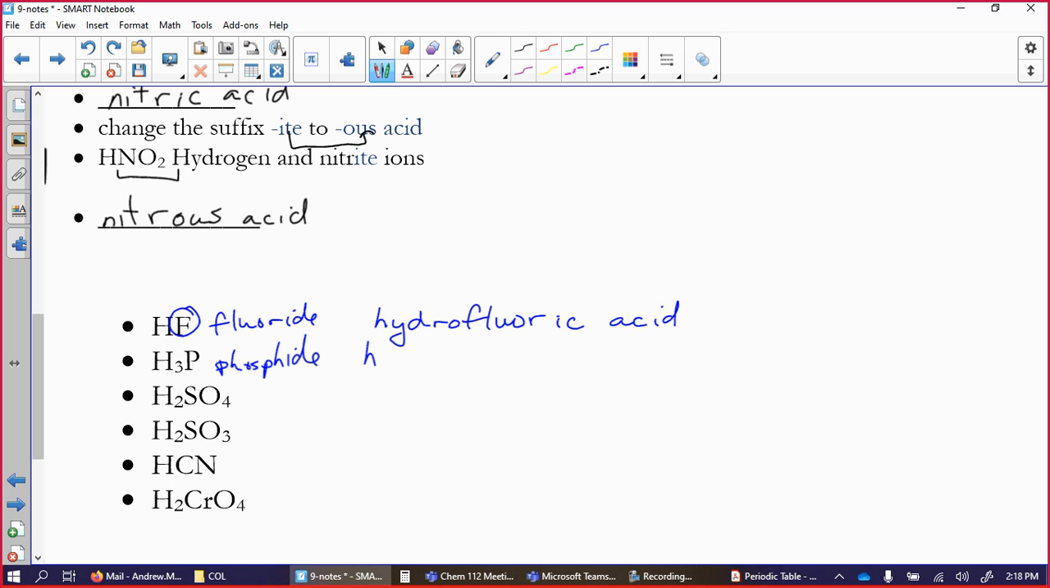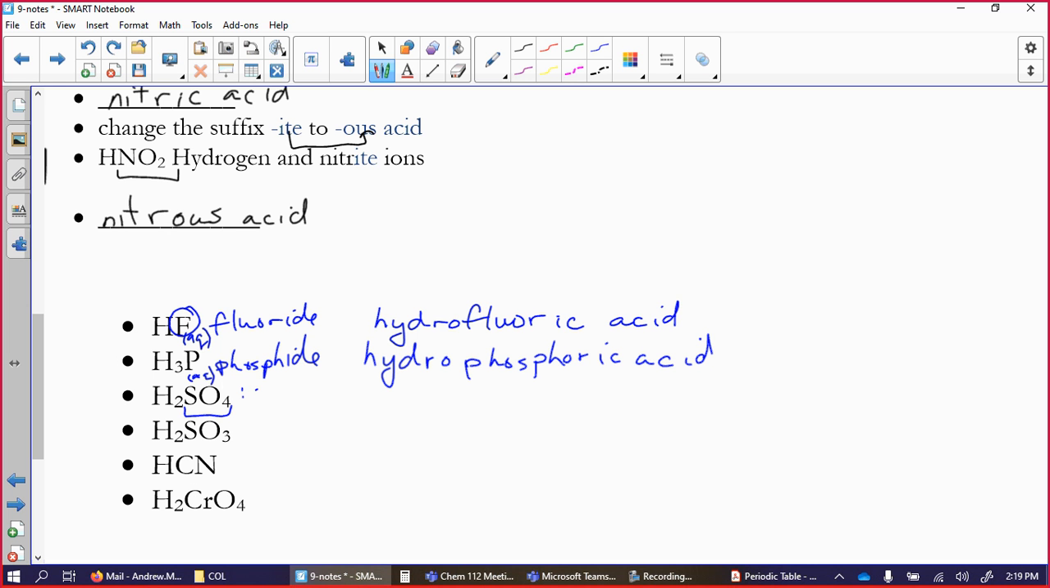H3P is phosphide. So this one is hydrophosphoric acid. Technically, all of these should have aqueous. We just assume when we're talking about acids, we're doing that. So I've got 4 more, all of which are polyatomic ions.